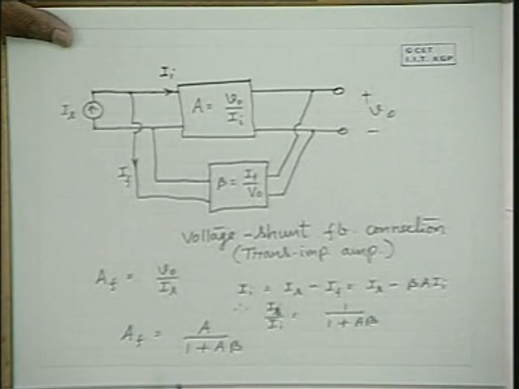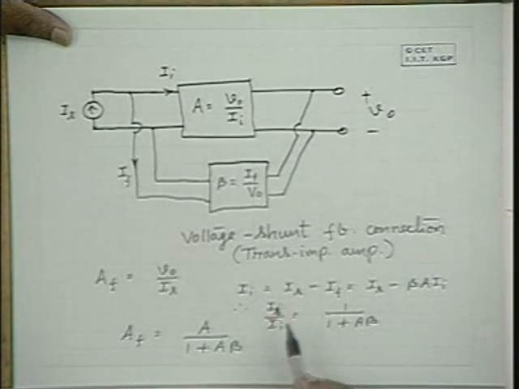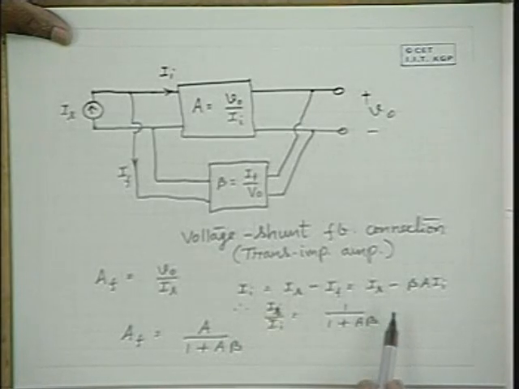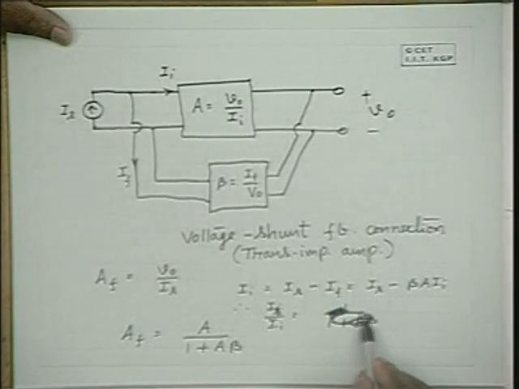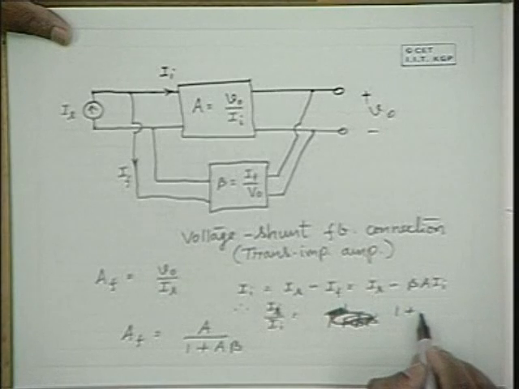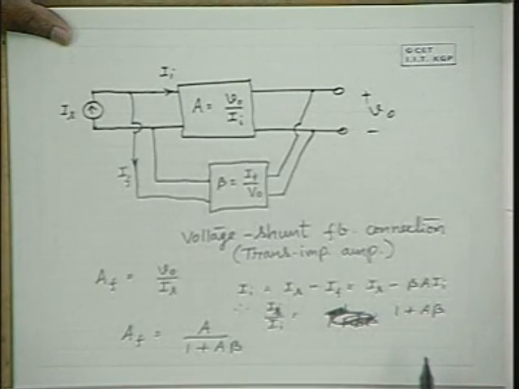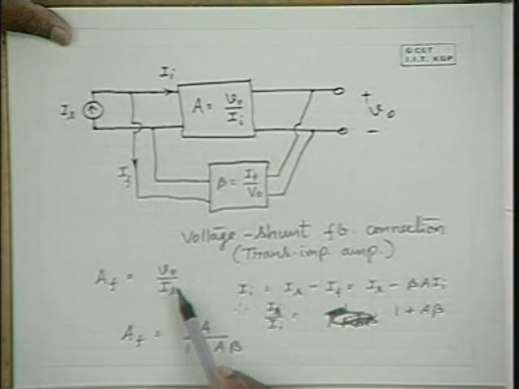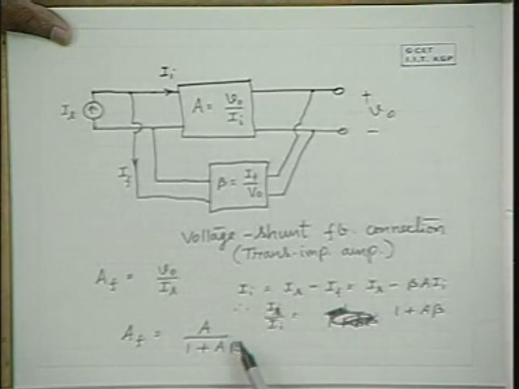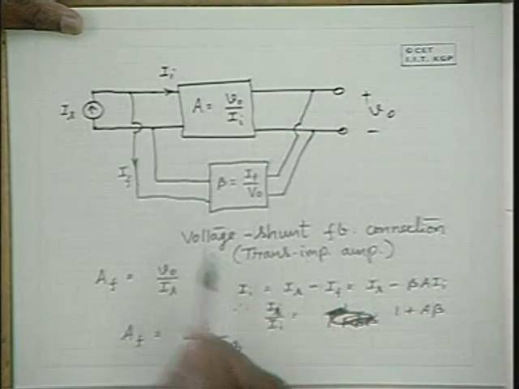Now IS by II is, right, that's right. There is a mistake here. IS by II is 1 plus A beta. Now AF is V naught by IS, therefore V naught divided by IS is equal to V naught by II divided by IS by II, therefore that's equal to A by 1 plus A beta. Since V naught by II is A, hence this is the expression for the gain in the case of a feedback amplifier.